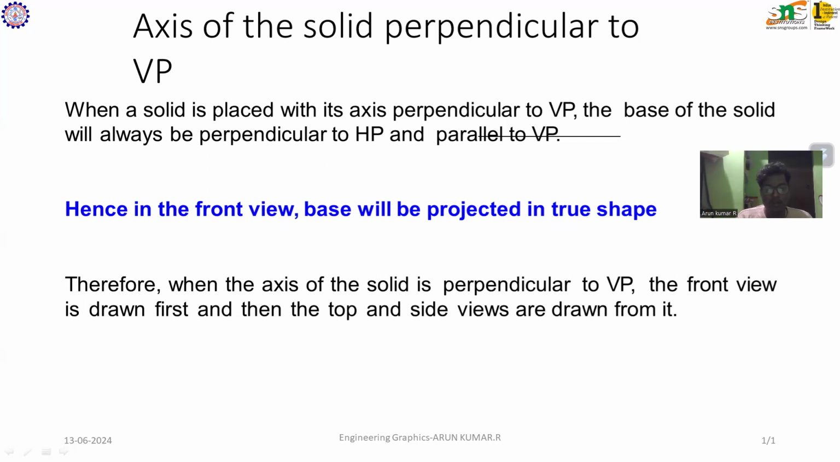Also note down that the axis is only perpendicular to the VP. If you consider a solid, the axis is always in the center of the solid. So I only have to consider the axis, and the positioning of the solid is based on the conditions. Here I have to take the perpendicular to VP condition. So the solid is placed with the axis perpendicular to VP, and the base of the solid is always perpendicular to HP and parallel to VP. So these cases are mentioned in a problem.